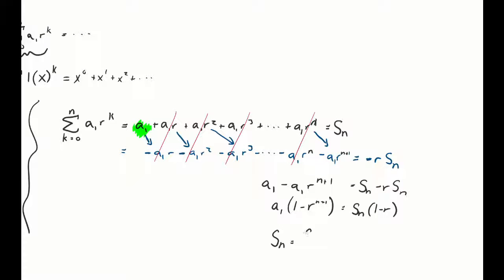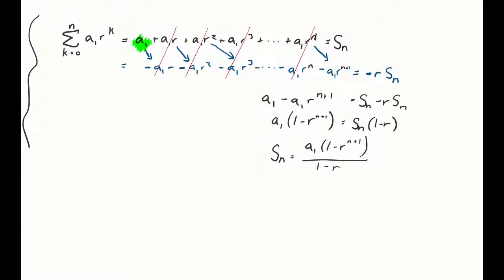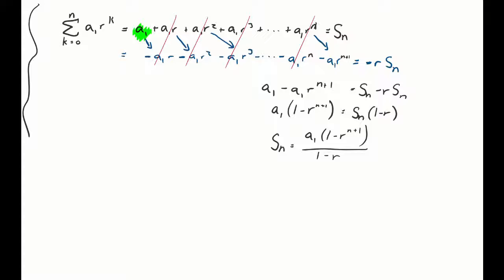S sub n is equal to a sub 1 times 1 minus r to the n plus 1 divided by 1 minus r. Alright, so doing some nifty work, I end up with a formula for the sum of a finite geometric series. Okay, so that's the finite case. Now let's take a look at the infinite, because thinking back to what we're doing, we're claiming that a function can be represented by the infinite geometric series.